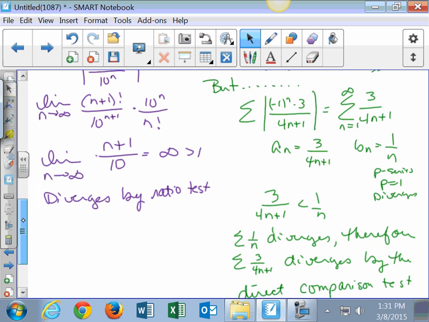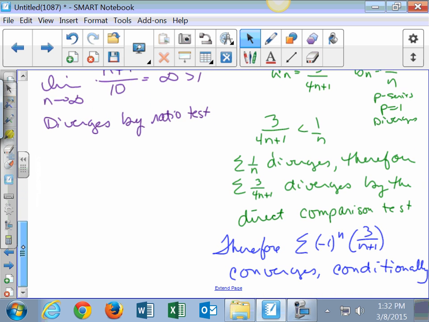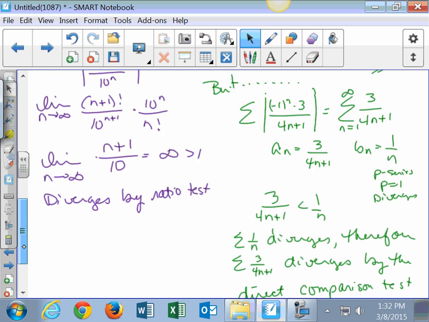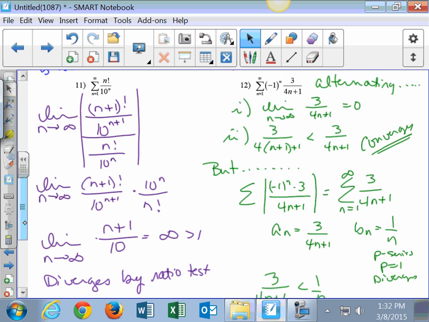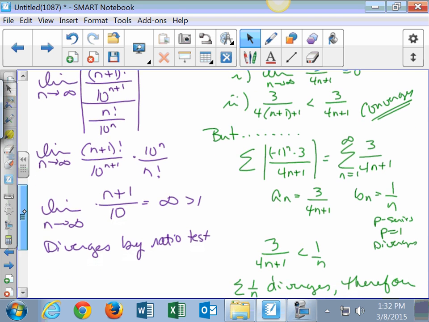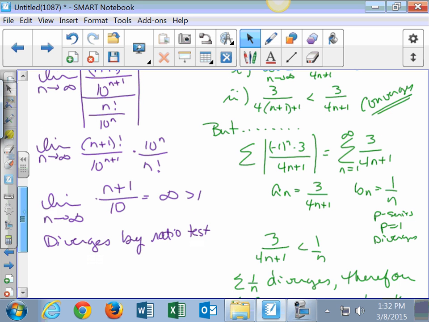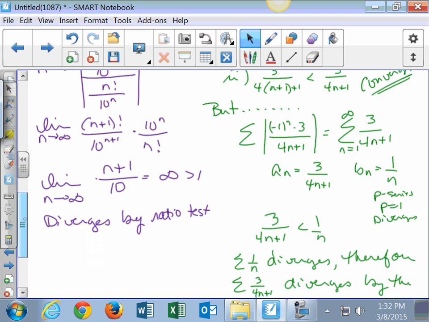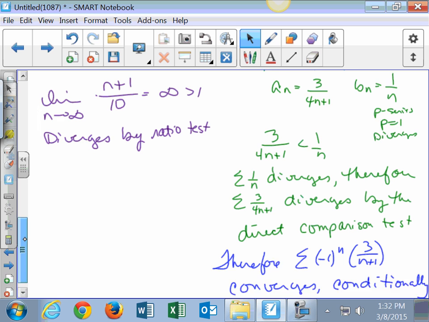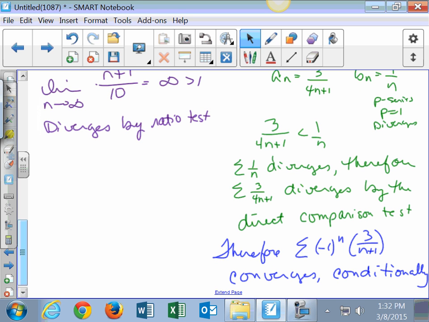But when I took the absolute value, I saw that it was diverging. By the direct comparison test, I found that the absolute value of the series would diverge. Therefore, the series converges, but it converges conditionally. Let me scroll back up a little on the green. There's my work for the alternating series part, but then I double checked the absolute value of that series and got it to diverge. Therefore, that series converges conditionally.